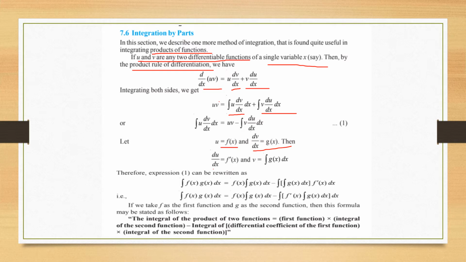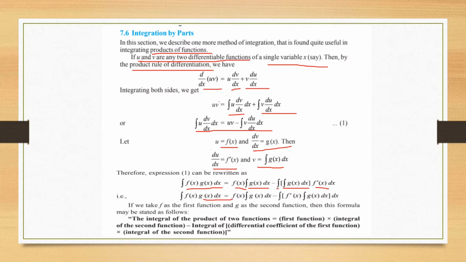So what is du by dx? It becomes f dash x and v becomes your integral of, means take integral both sides. So v is integral of g(x) dx. So therefore this expression 1 can be written as your product of two function integration f(x) into g(x) dx, which can be written as first function f(x) into integral of second g(x) minus integral of your g(x) dx into derivative of your first, that is f dash x dx.